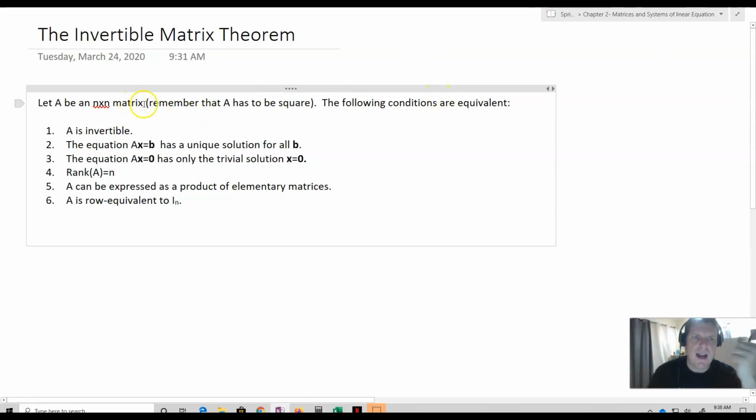Let's start out with the statement: let A be an n by n matrix. You have to remember that A must be square, and we talked about that in an earlier lecture. And then we've got this statement: the following conditions are equivalent.